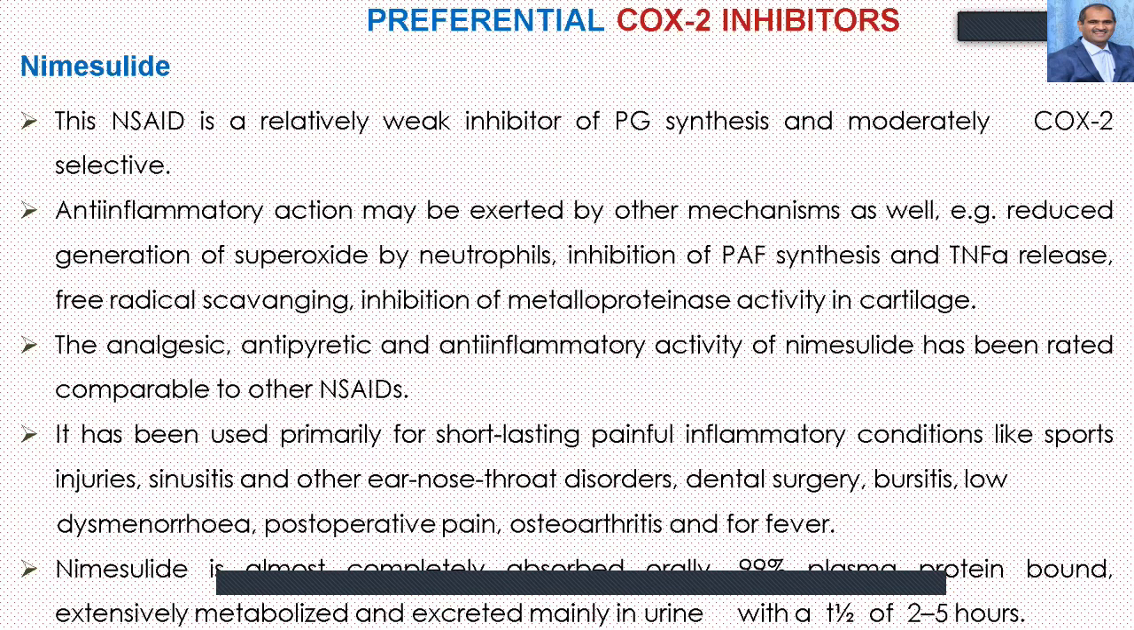The anti-inflammatory action may be exerted by other mechanisms as well: reduced generation of superoxide by neutrophils, inhibition of platelet activating factor synthesis and tumor necrosis factor alpha release, a free radical scavenging mechanism, and inhibition of metalloproteinase activity in the cartilage. Of course, cartilage-induced pain is very tough to reduce, whereas nimesulide is a very good agent which we can use for many types of bone-induced pains.